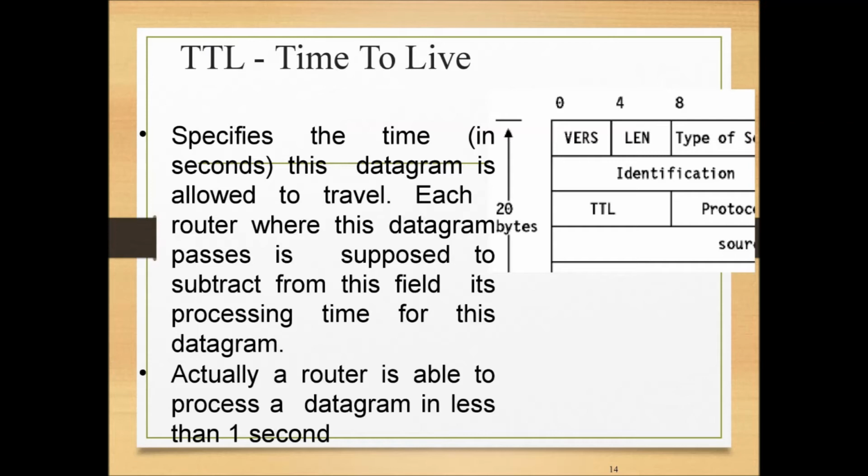TTL, time to live, specifies the time a datagram is allowed to travel. Each router where this datagram passes is supposed to subtract from this field its processing time for this datagram. Actually, a router is able to process a datagram in less than 1 second.